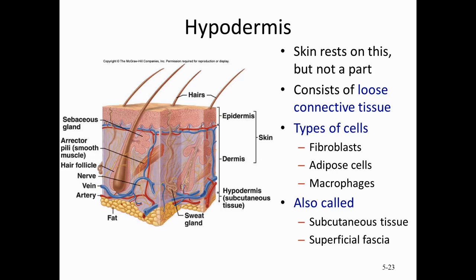Now, starting at the bottom and working our way up, the hypodermis. The skin rests on this, but it's not part of the skin. It consists of loose connective tissue. The types of cells we're going to find there are fibroblasts, which of course make fibers, adipose cells or adipocytes, and macrophages. Another name for the hypodermis is the subcutaneous tissue, or in a clinical setting we would call it sub-Q. If you're an anatomist dissecting a cadaver, we might call it the superficial fascia.